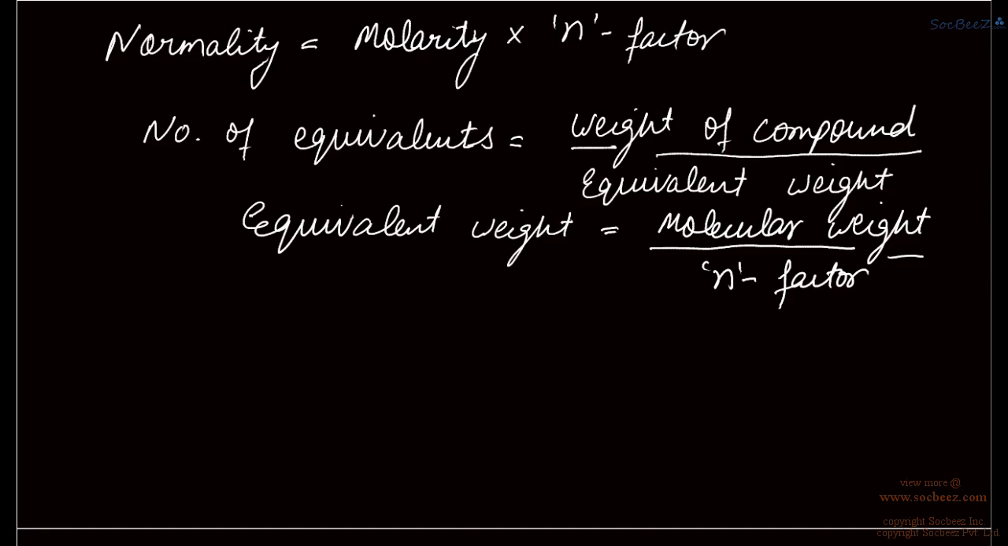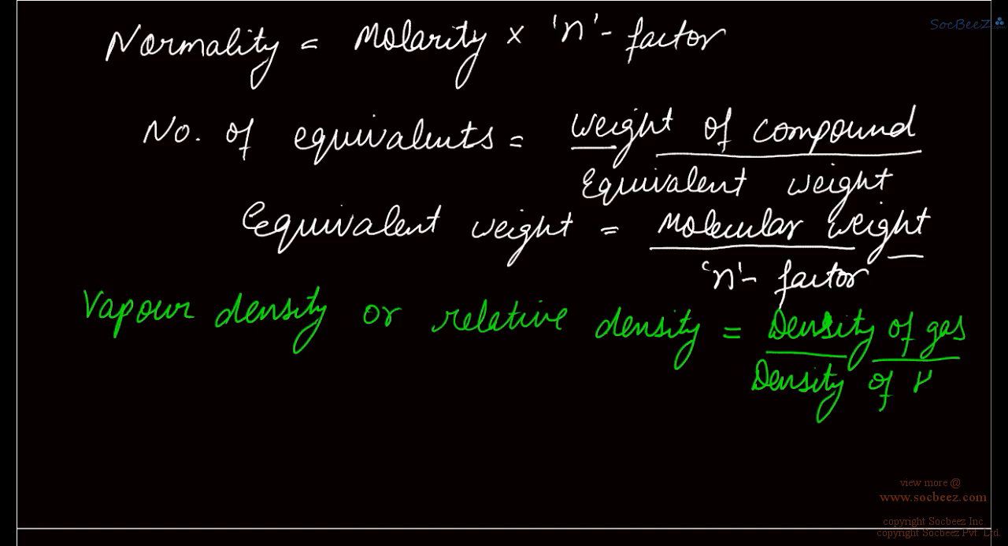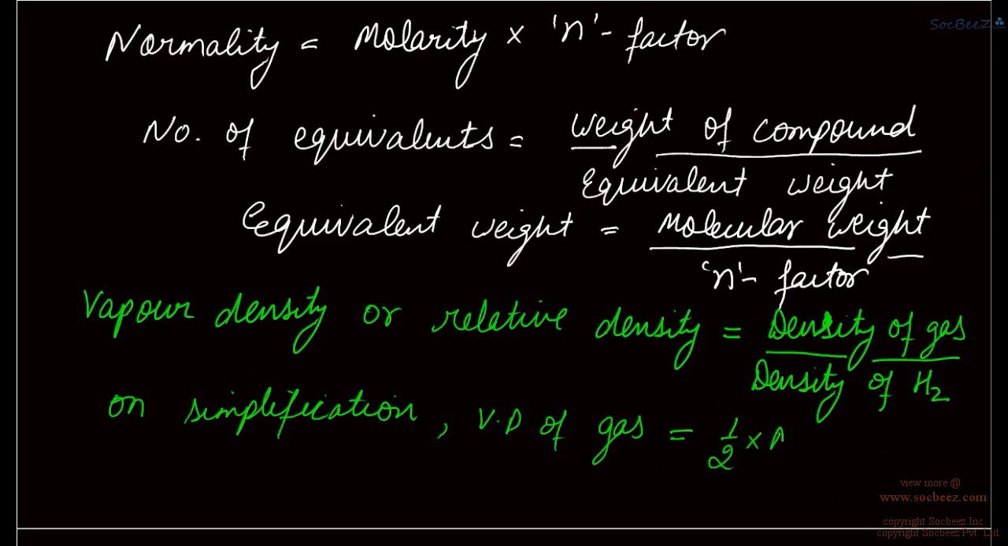So let's discuss now another topic known as vapor density or relative density. It equals density of gas divided by density of hydrogen. So the vapor density or relative density of any gas equals the density of gas divided by density of hydrogen. On simplification, we get the formula: vapor density of a gas equals half into its molecular weight.